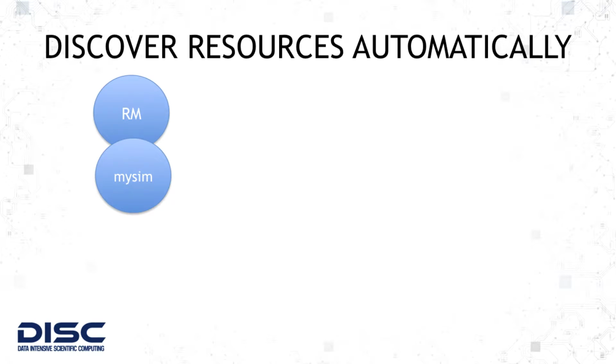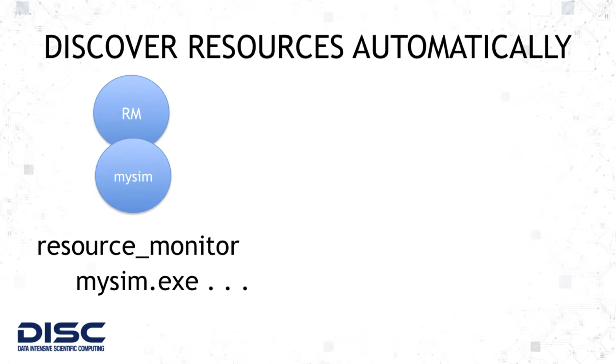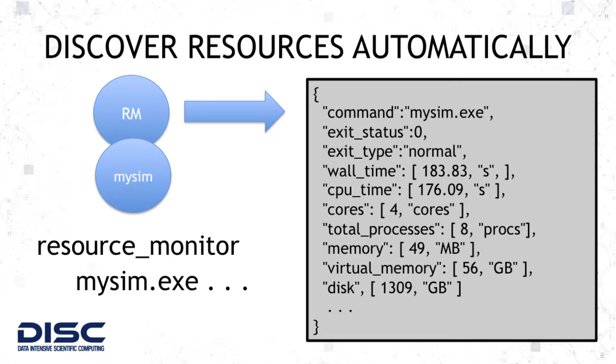So we provide a tool called the Resource Monitor, shown here as RM. The Resource Monitor is a wrapper around an existing application, which will run it to completion, and then produce a little JSON record that tells you all of the resources consumed by this task. So in this case, mysim.exe ran for 183 seconds of wall time, consumed 176 seconds of CPU time, used 4 cores, 8 processes, 49 megabytes of memory, and 1,309 gigabytes of disk. Turns out the Resource Monitor measures well over 100 things, so that record is quite large and detailed. So if you don't know what resources each task uses, you can use the Resource Monitor to figure that out.